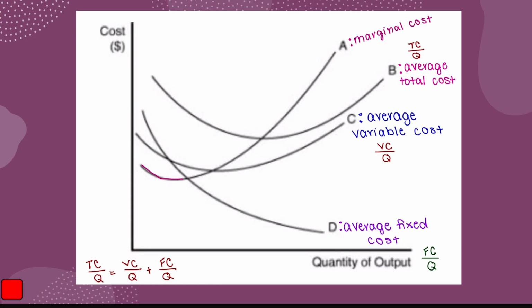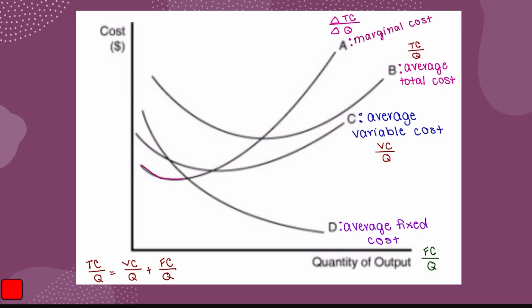divided by quantity, is going to be equal to our variable cost divided by quantity plus our fixed cost divided by quantity. Our marginal cost isn't calculated really in the same sort of way because it's not an average. It's the change in total cost over the change in output. So this allows us to see what the additional cost of producing one more unit is.